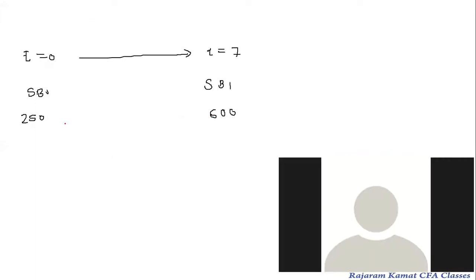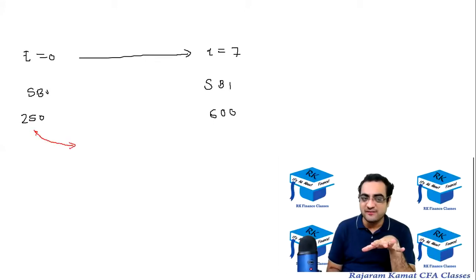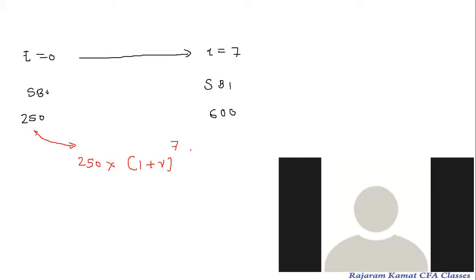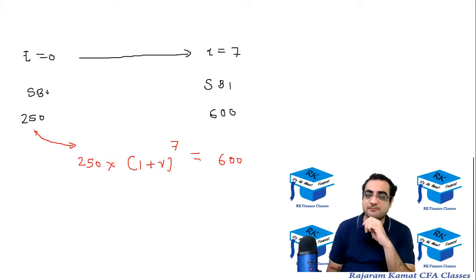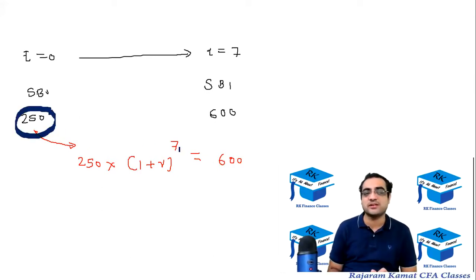X is equal to P into 1 plus r, the whole raised to n. Okay, so let's do it stepwise. Let's take the 250 ahead. So I'll write the equation 250 into 1 plus r raised to how many years? I'm taking it ahead 7 years. So raised to 7 equal to 600, the ending price. So 250, the original price, I'm taking it ahead by 7 years, into 1 plus r raised to 7 equal to ending price 600.